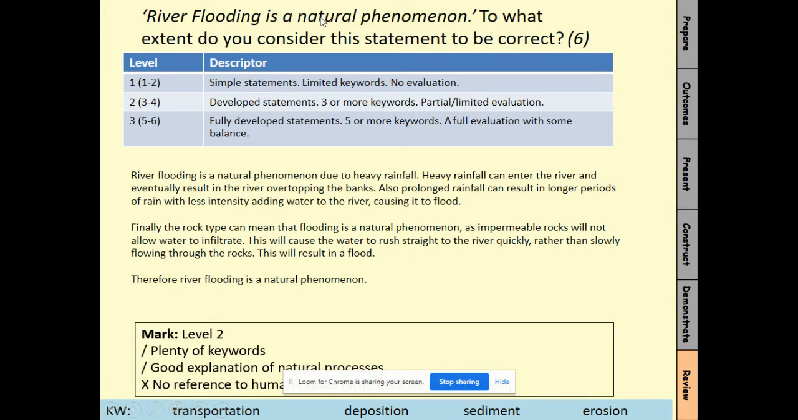Now, I've seen a lot of low-level answers on this. They think flooding, they think rain, but that's about it. But if you look at Mr. Joy's lesson from last week, you've got ideas about deforestation, where humans are cutting trees down. You've got ideas about urbanisation, building on areas, creating concrete that is an impermeable surface.